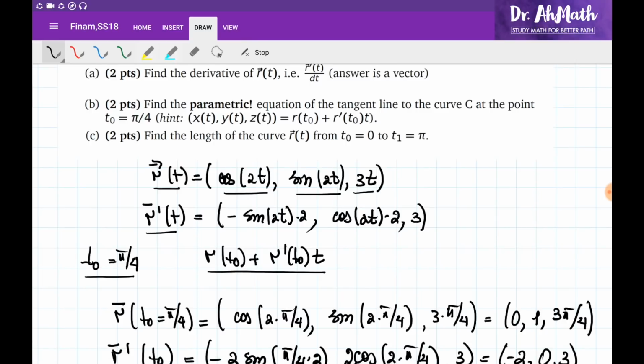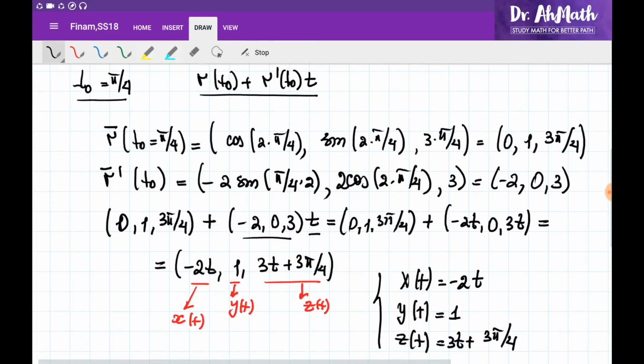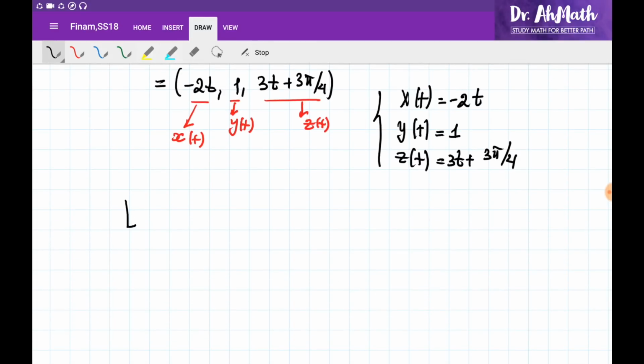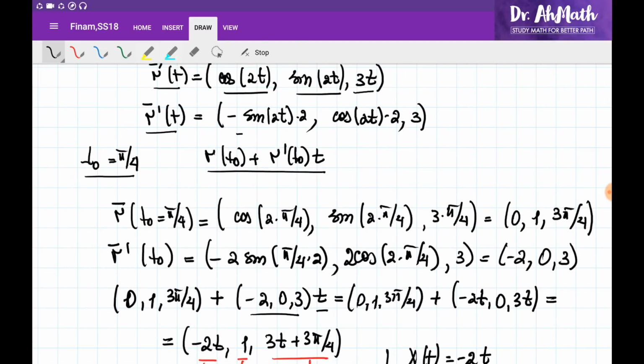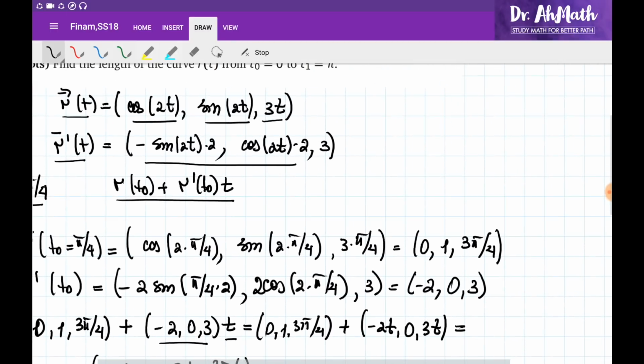And in the last part, we need to figure out the arc length of this curve from 0 until pi. So the arc length of this curve can be found by integrating the norm of r prime with respect to t from 0 until pi. So recently we figured out that the r prime is equal to this vector, and we can find its norm.